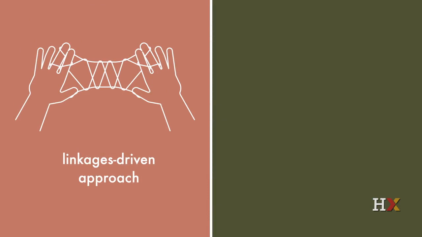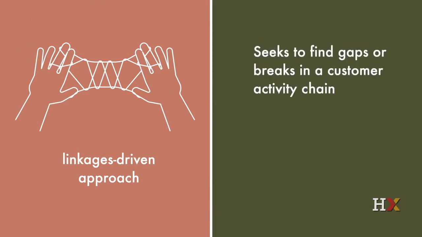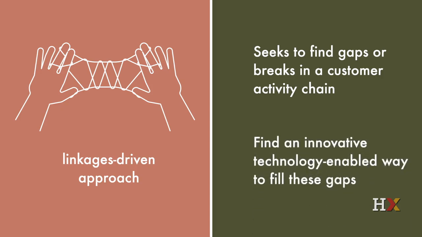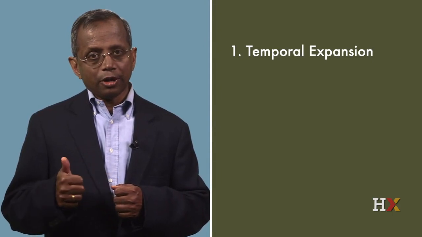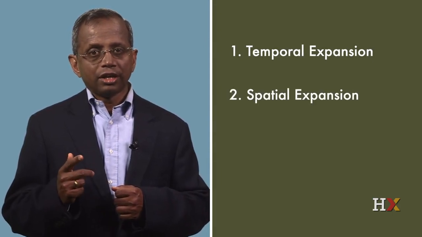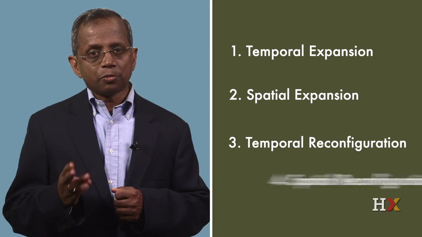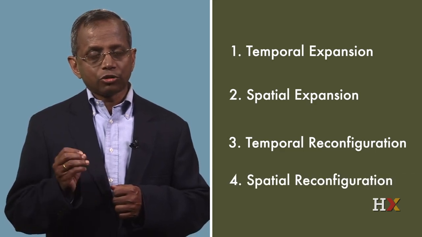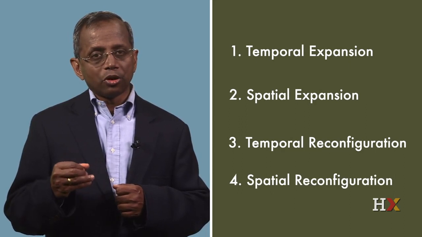The linkages-based approach seeks to find gaps or breaks in a customer activity chain and find an innovative technology-enabled way to fill these gaps. The discussion here is based on an article in the Sloan Management Review that my co-authors and I wrote, with several examples from different industries. There are 4 types of linkages: temporal expansion, spatial expansion, temporal reconfiguration, and spatial reconfiguration. Let's first quickly review them and then elaborate on them in more detail.